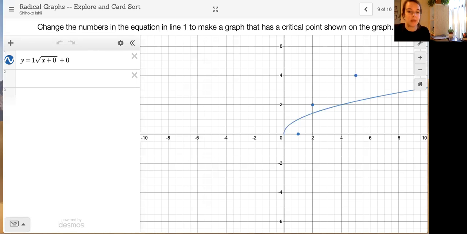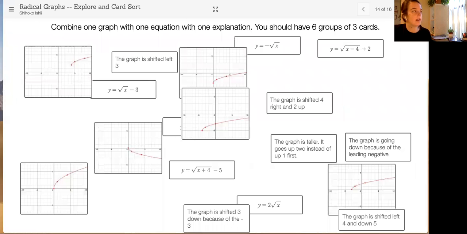All right, I am going to pace you for one moment. I want you to go ahead and jump to screen 14, and then we'll let you go back there. So you should be pushed to screen 14. For screen 14, it asks you to combine one graph with one equation with one explanation.